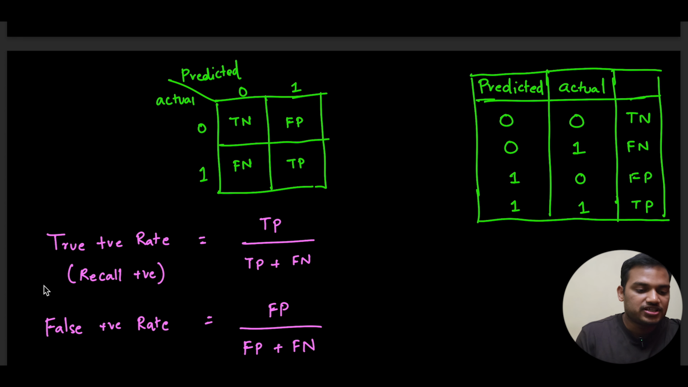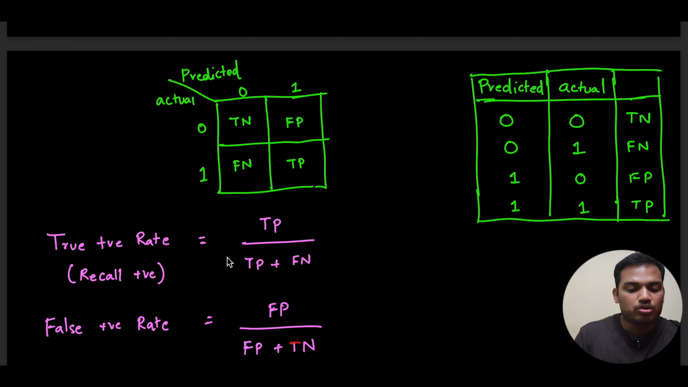Now let's check the true positive rate. What is the true positive rate? True positive rate is the same as recall, where the formula is true positive divided by true positive plus false negative. And similarly, the false positive rate is false positive divided by false positive plus true negative. Sorry, this is true negative.